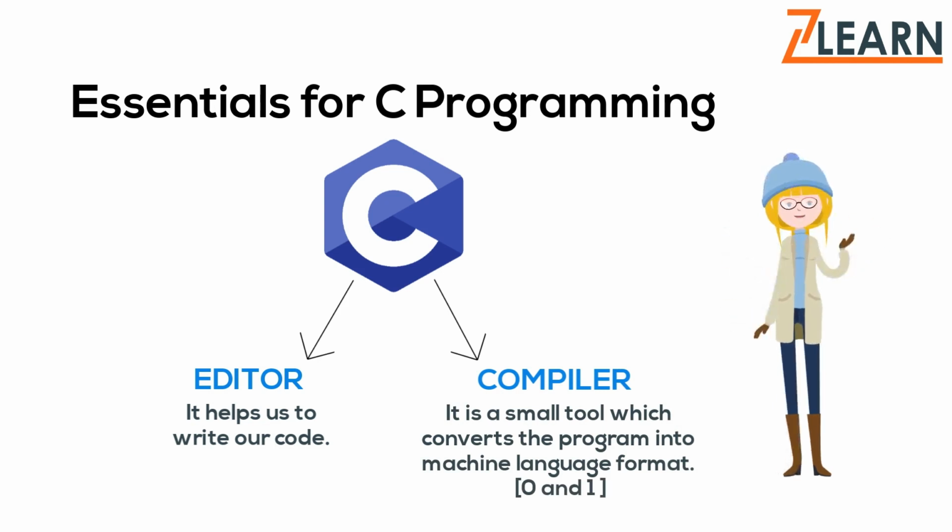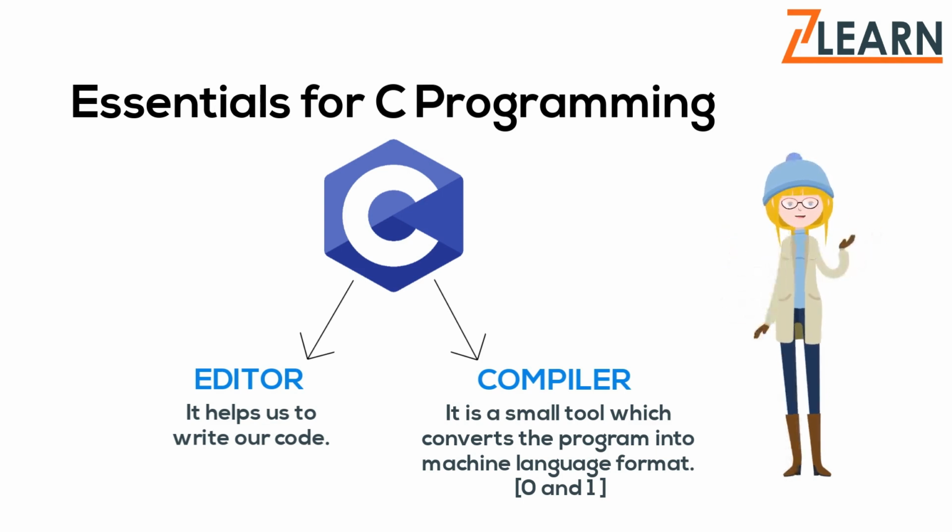Because your computer doesn't understand the C program which you write. The C program is just an interface of what you write, and it is easier to understand programming when you write your program in C, but your computer just understands zeros and ones. So this compiler will convert your program which you write in C into machine language so that it can execute your program. So these are the two things which we require.